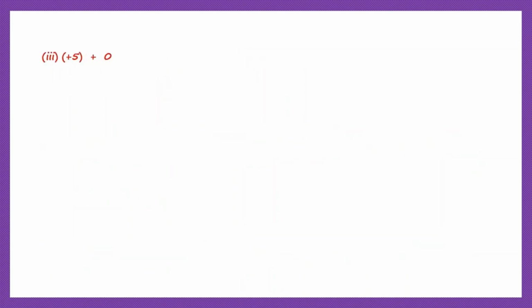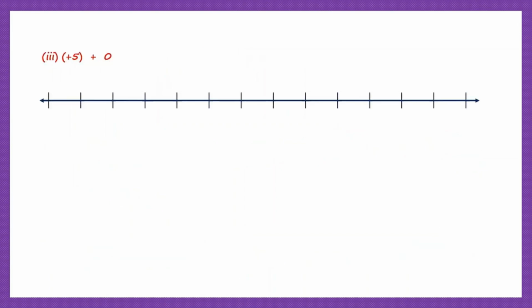Question 3. Plus 5 plus 0. So first the number line and then we start with 0. We have all the positive numbers to the right. So let's write plus 1, 2, 3, 4, 5, 6. You can stop. Okay, if you need more, you can write more. 2, 3, 4, 5. Okay, we'll stop with that.